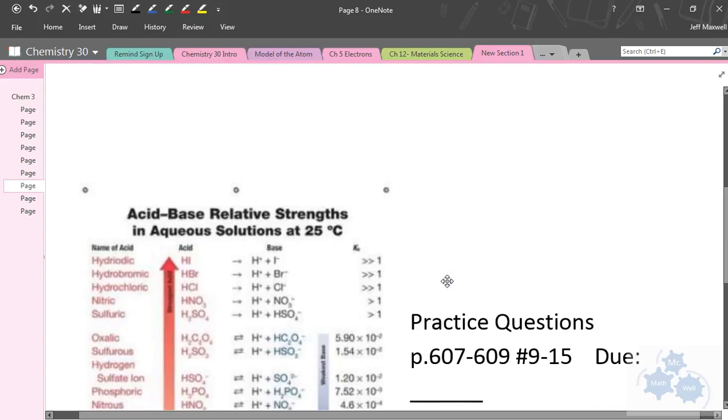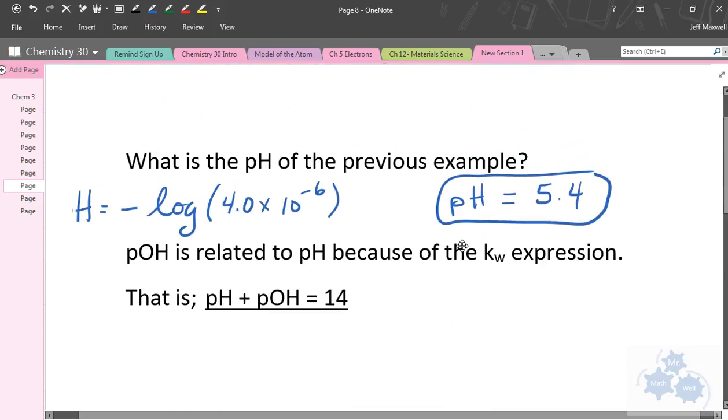Let me talk about just one more thing, and then I'll give you some time to work on your questions. Just as there's a pH, there's also a pOH. As you guessed, the pOH is the negative logarithm of the hydroxide ion concentration. We usually talk about pH, not pOH, but it is a thing, just not as common to refer to.